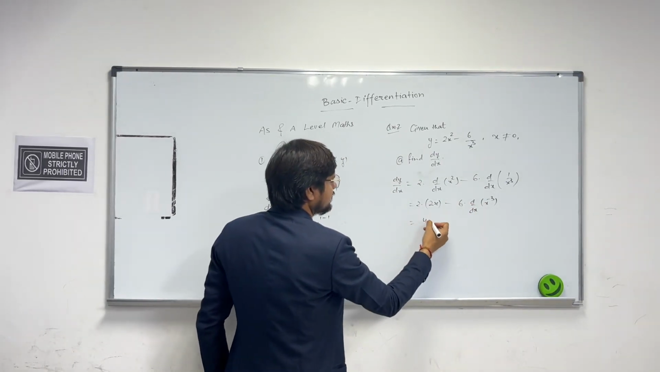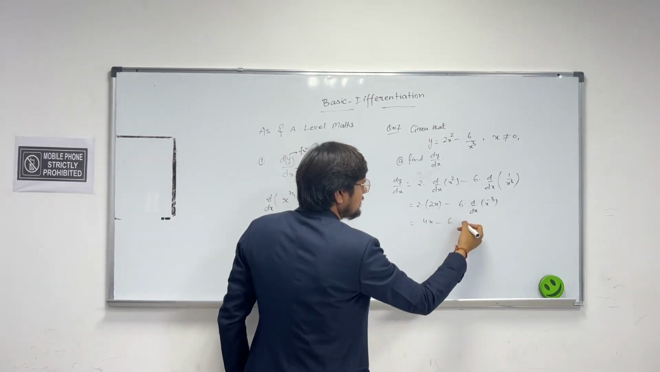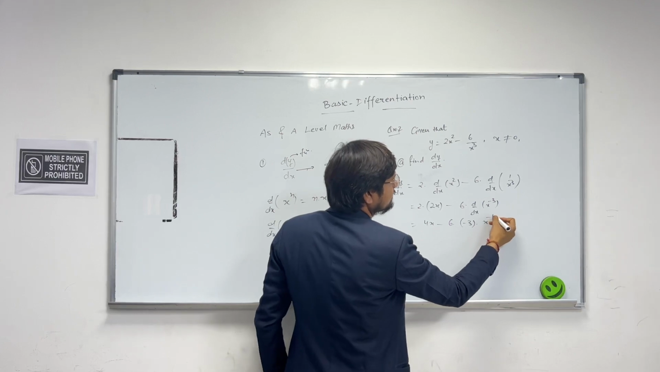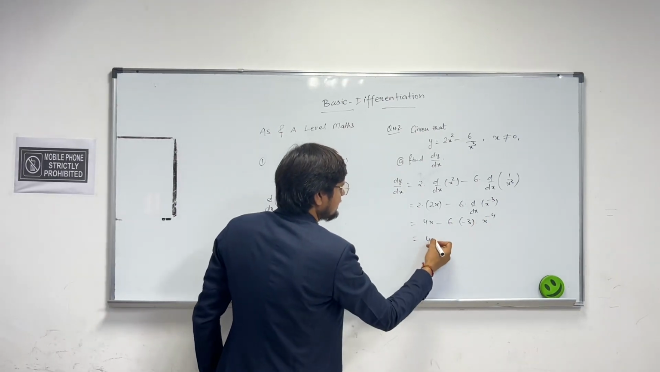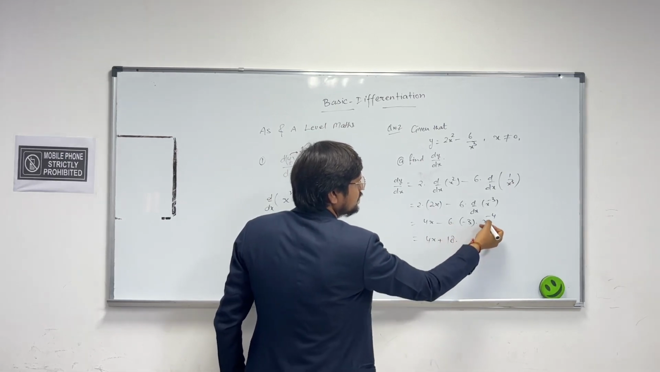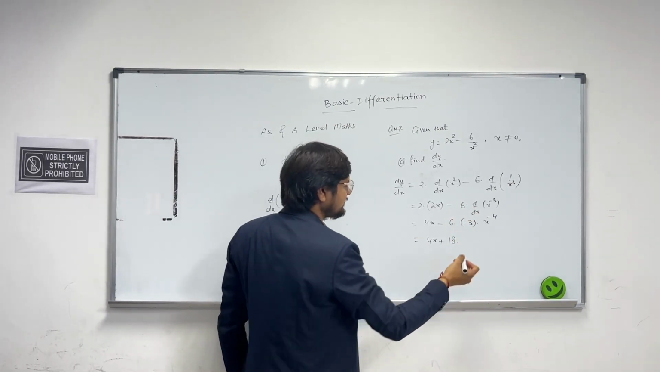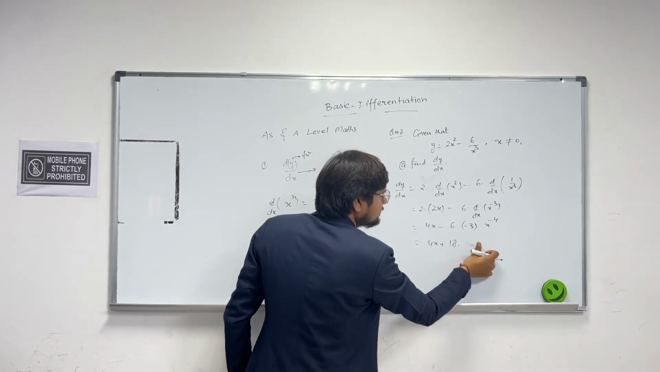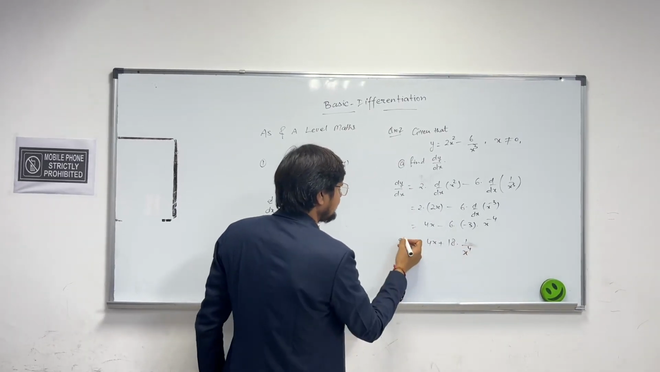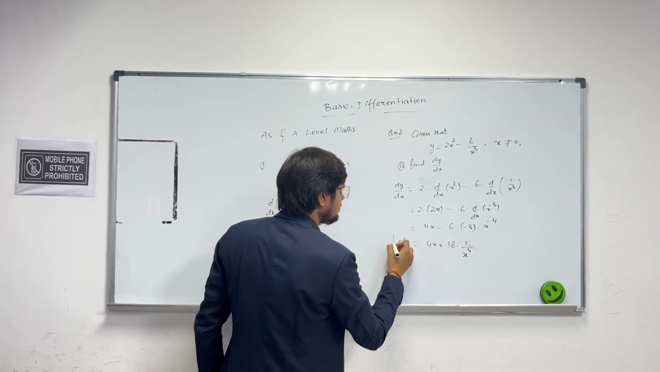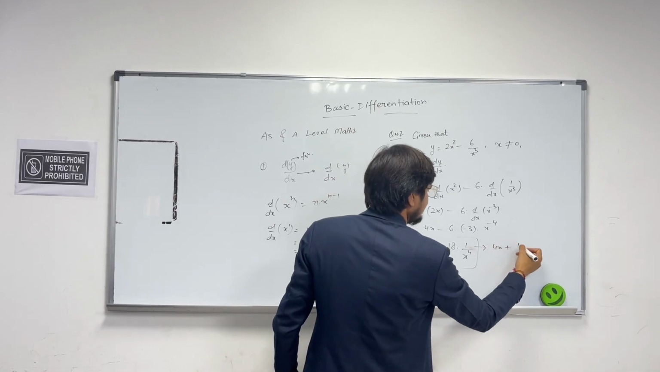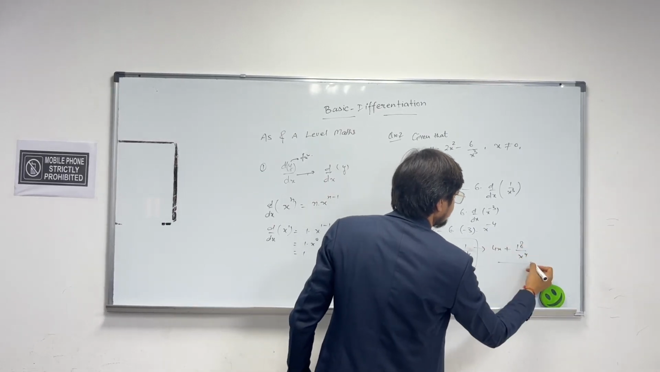So 2 into 2 is 4x, minus 6 into: the power comes into the multiplication side and the power reduces by 1, minus 3 minus 1, minus 4. In the next step, 6 into 3, minus minus, plus 18, and it goes to the denominator side, so negative becomes positive, x to the power 4. The differentiation dy over dx will be like this, or you can say 4x plus 18 over x to the power 4. That will be the answer.